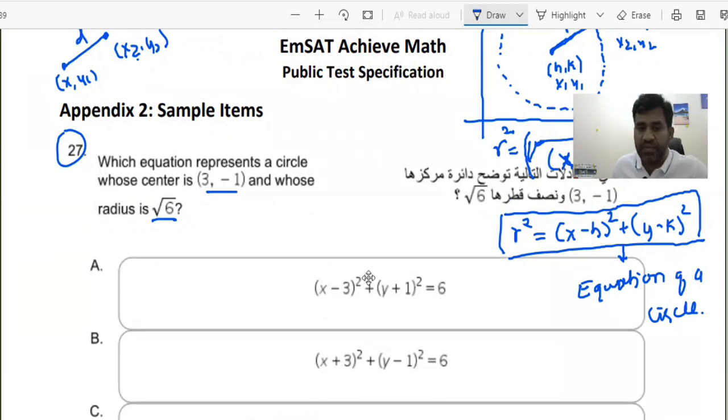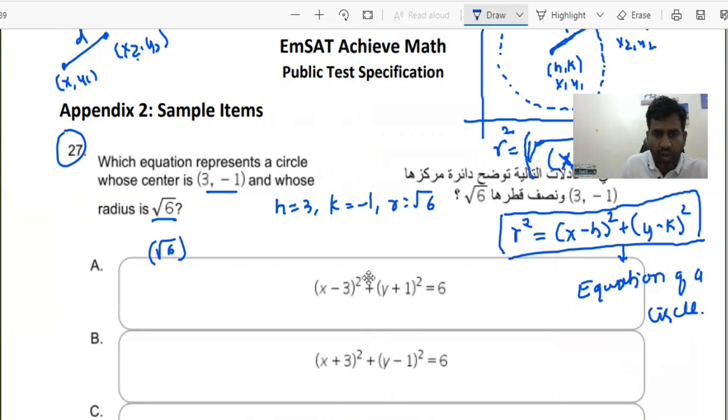Now let's apply it. They are asking which of the following is an equation of a circle whose center is (3, -1). It means the value of h is 3, the value of k is -1, and the radius r is root 6. Substitute the values of r, h and k here. Let me write this down.